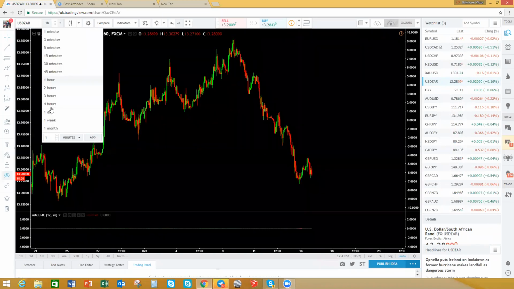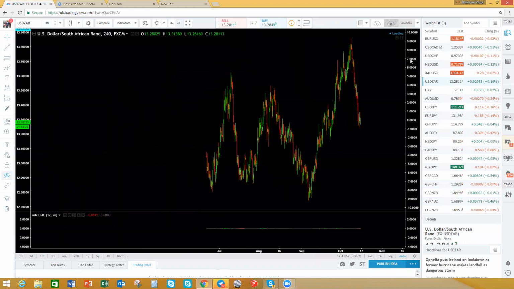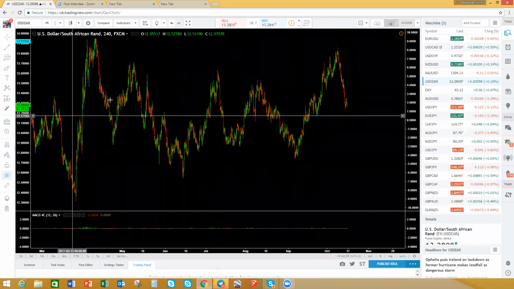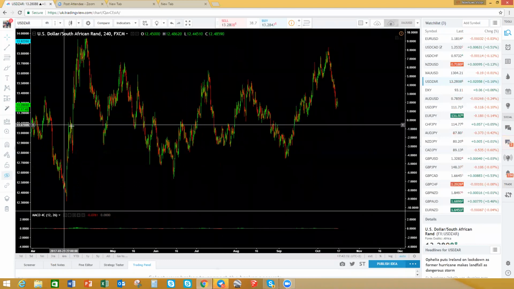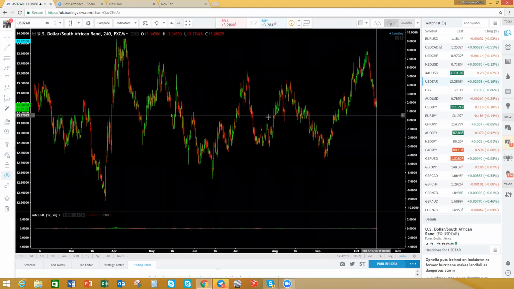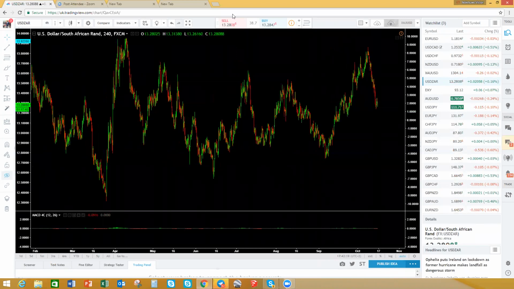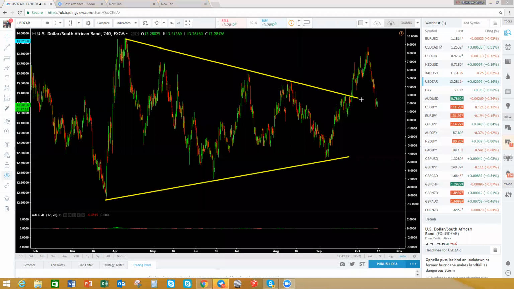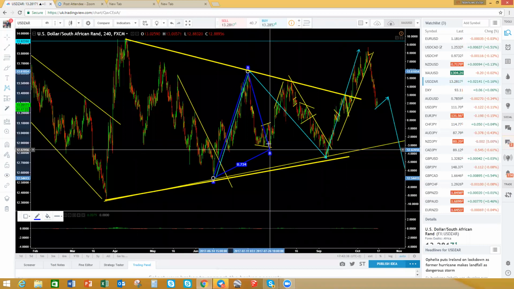Let's go higher. 4 hours. We've traded this very nicely. Very, very nicely. Okay, I also showed... I don't know why my screen doesn't want to move anymore. All right, so this is what we thought initially with US dollar ZAR. Okay, we thought it was making this triangle, and then we were getting this Gartley here.